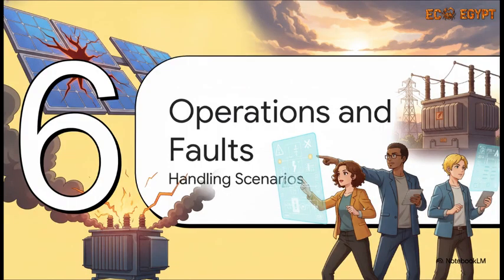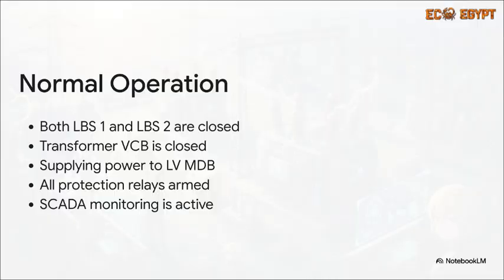And finally, Section 6, Operation and Fault Scenarios. So, what happens when things go wrong? Well, let's start with normal operations to get a baseline. Everything is humming along. Both LBS1 and LBS2 are closed, meaning your loop is energized. The transformer VCB is closed and supplying power nicely to the LV-MDB. All your protection relays are armed, just quietly waiting in the background, and your SCADA system is actively monitoring everything. This is what we like to see.